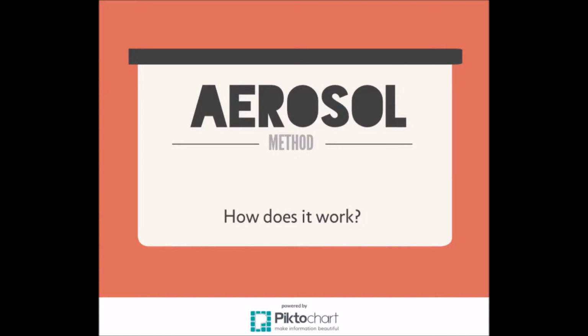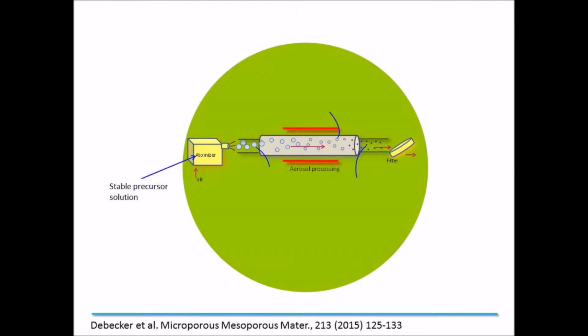Okay, if I'm talking about this aerosol method, it's obviously because it gives interesting results. So let's see now how this works. On the left-hand side of this scheme, you can see a box that we call the atomizer. That will contain a solution containing all the precursors needed to make sol-gel chemistry, except that this solution will be relatively diluted so that nothing happens at this stage.